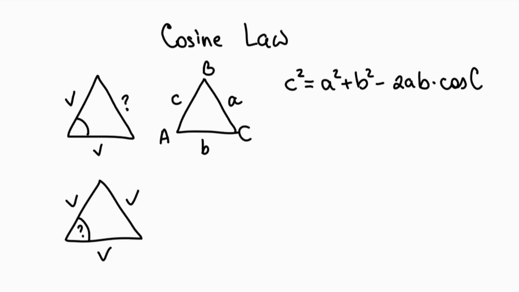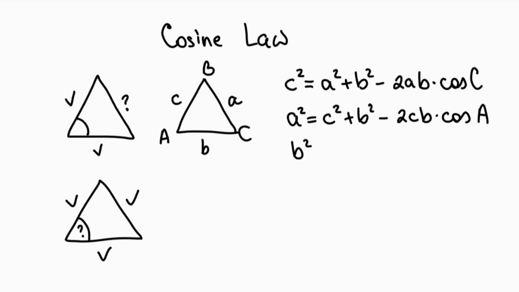If I'm trying to solve for a, then I'll have a squared equals c squared plus b squared minus 2cb times cos A. And if I'm trying to solve for b, then it's b squared equals a squared plus c squared minus 2ac cos B. And once you know the values, you just substitute them into the formula and try to solve.